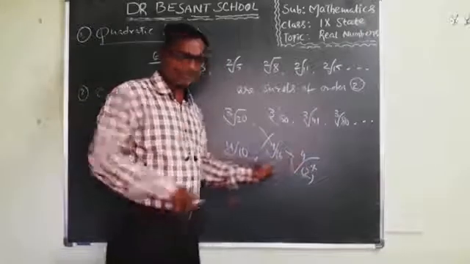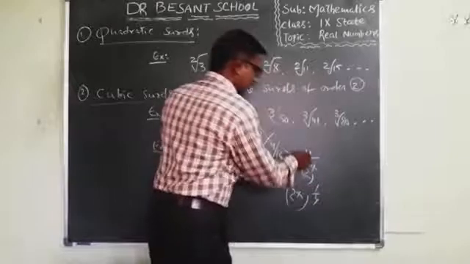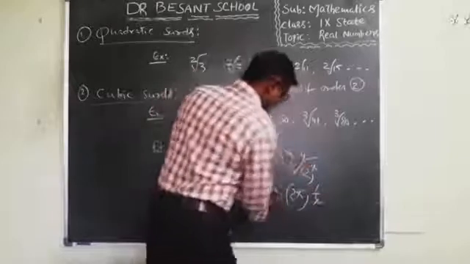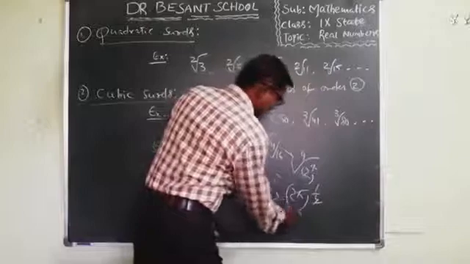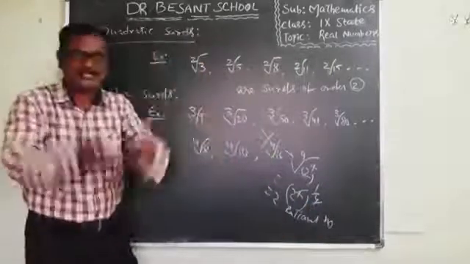2 power 4 is 16. That means 2 power 4, whole power 1 by 4. Fourth root means power 1 by 4. The 4s cancel, 2 power 1. 2 is a rational number. So fourth root 16 is not a surd. It is a rational number.